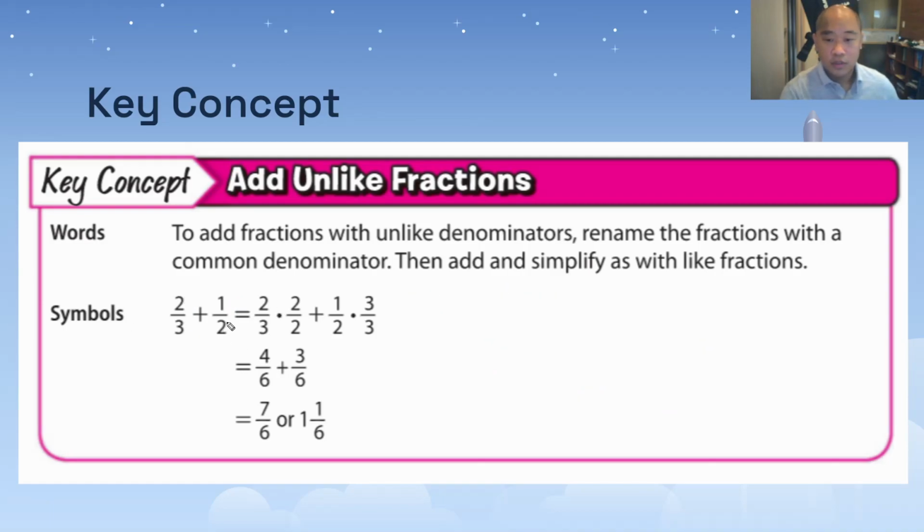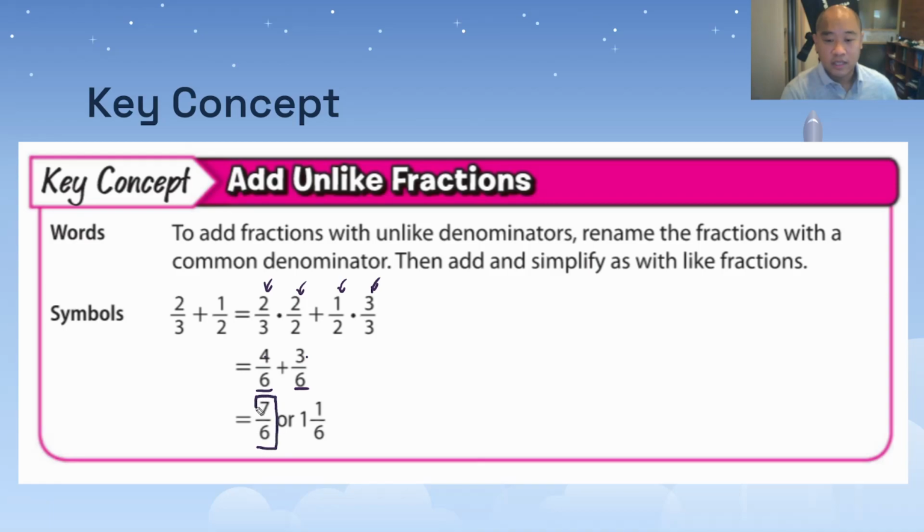So if you multiply 2 over 3 by 2 over 2, and then 1 over 2 by 3 over 3, then you get 4 over 6 and 3 over 6. Then you can just add the 4 and the 3, and you get 7 over 6.